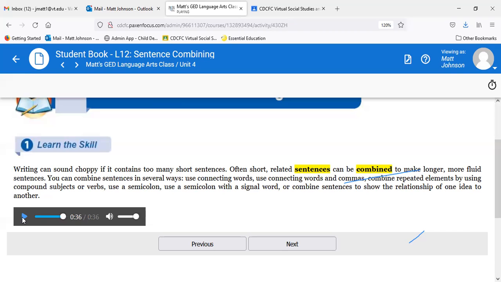Yeah, so, good writers, your best writers are going to use a mix of combined sentences, complex and compound sentences, along with short sentences. Using those together will help your writing flow. Too many short sentences sound choppy. Short sentences are really great when you want to emphasize a point.